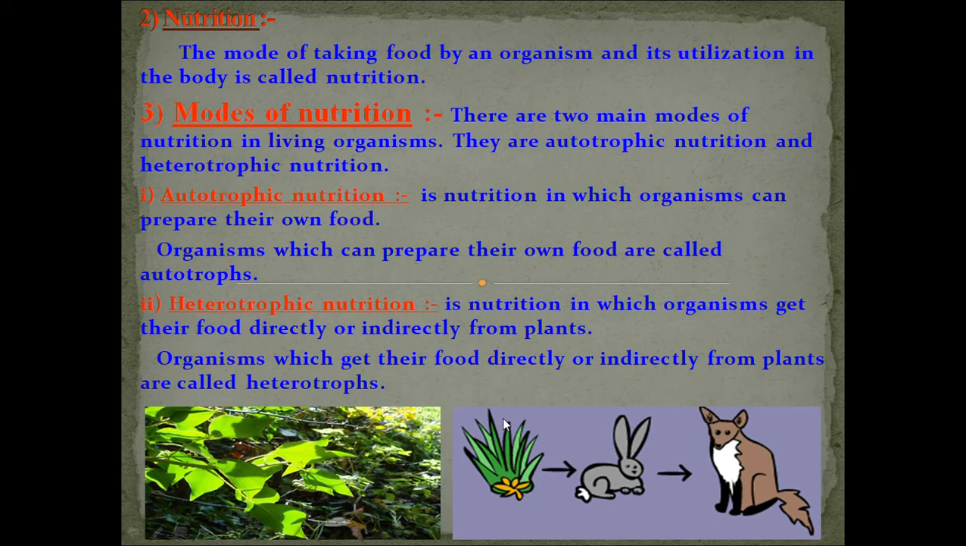Consider this plant. This plant was eaten by a rabbit, and this rabbit was eaten by a fox. Here what happens? The fox is indirectly dependent on the plant because it is not directly taking the plant, but the rabbit is directly dependent on the plant.